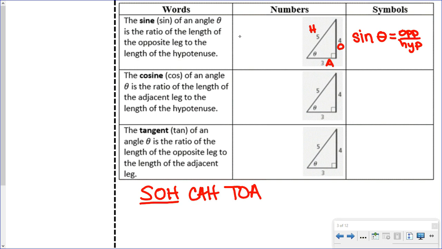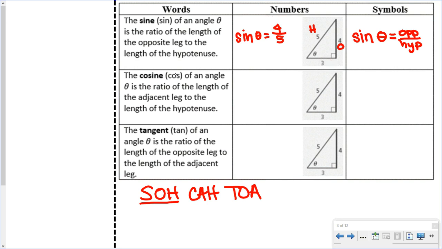So then if I were to find sine of theta for this one, remember sine is opposite over hypotenuse. So the opposite is 4 over the hypotenuse is 5. So the sine of theta is 4 over 5. It's that ratio. Okay, because we don't care about that adjacent. We only care about the opposite and the hypotenuse.